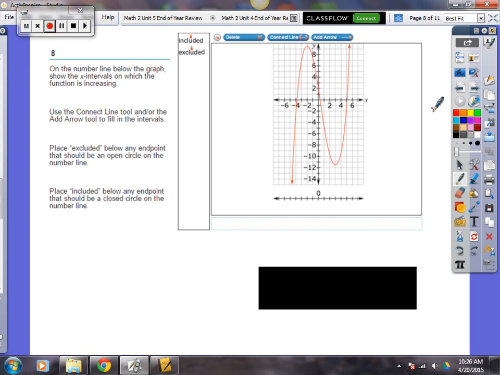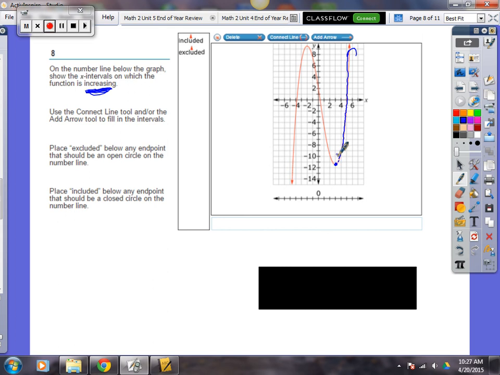Okay, 8. On the number line below the graph, show the x intervals on which the function is increasing. Okay, increasing is when it's got a positive slope. That's when it's climbing, it's gaining, it's growing. So it is increasing, looks like twice. So right here is kind of the minimum. And then from here on up, it's going up, climb, climb, climb. So that's an area where it's increasing. So let's do that one.